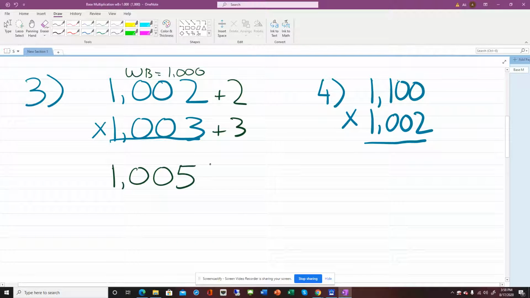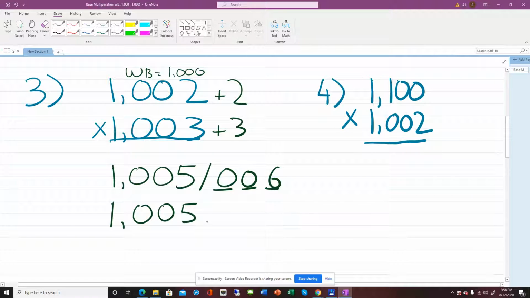I'm going to put a slash, and I'm going to expect 3 spaces. So 2 times 3 is 6. Goes right here. Fill in the remainders with zeros. So final answer, 1,005,006. Great. So working base is again 1,000.